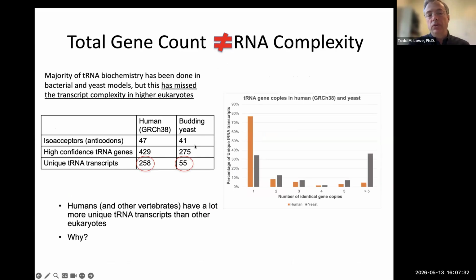However, if you look at the unique transcripts that those genes produce, there are only 55 in yeast, basically just one version of each isodecoder. So there's just one with each of the different anticodons, but many copies of those. So there's a lot of redundancy, but not a lot of diversification. In humans, about half of the tRNAs are unique. And so this is, again, very interesting and something that we want to understand better.